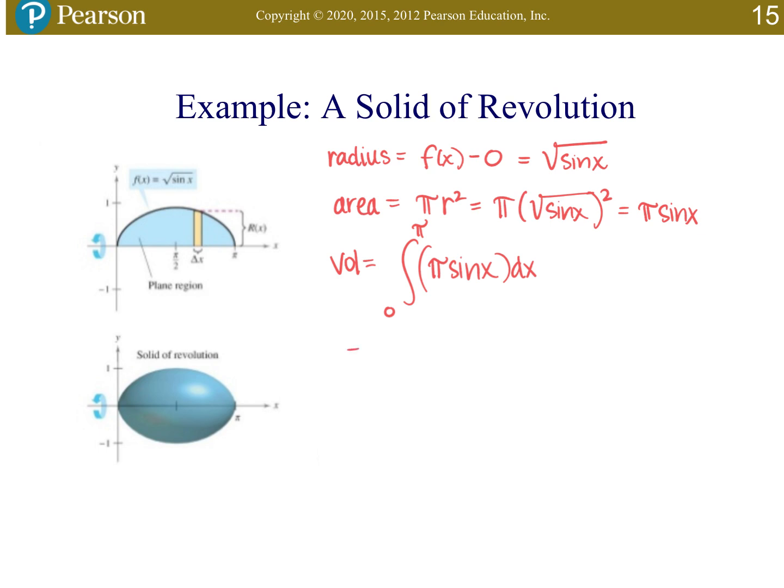All right, so I would pull my pi out to the front because it's a constant. And then the antiderivative of sine is negative cosine plus c going from 0 to pi.